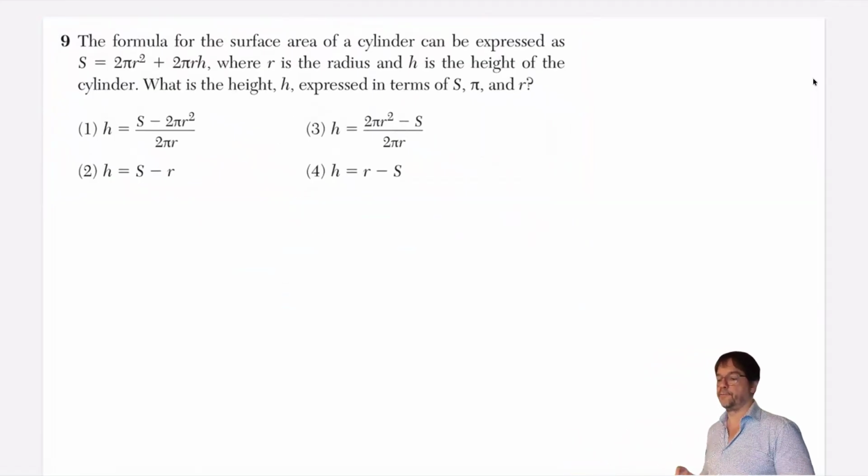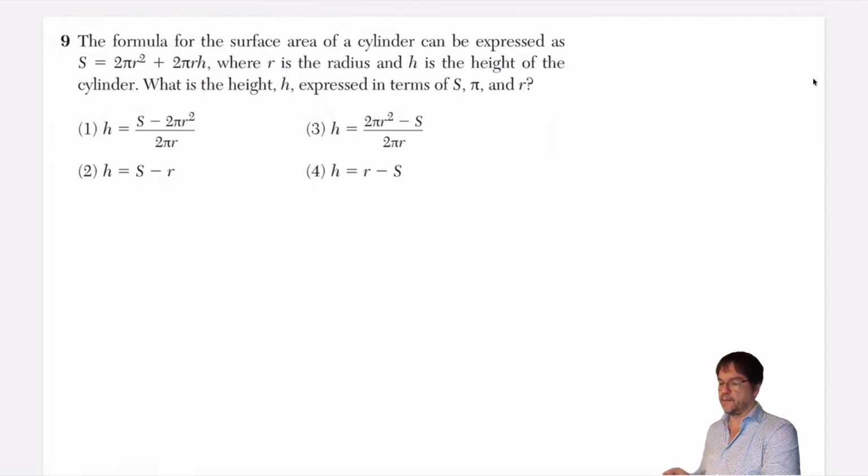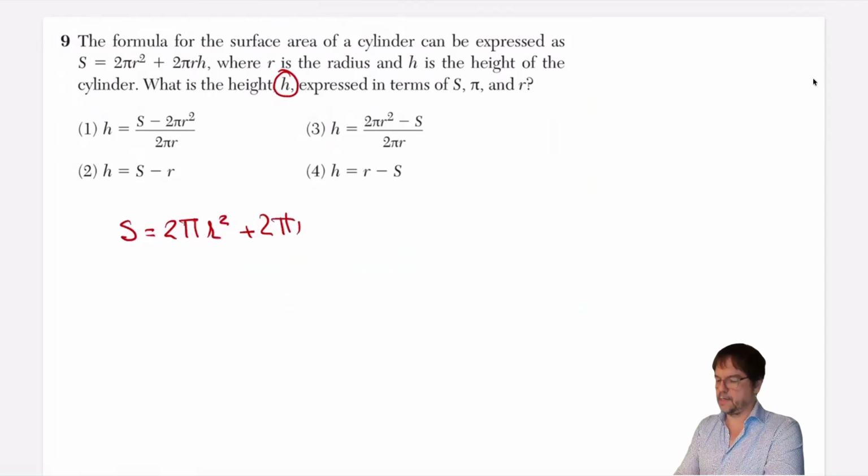The formula for the surface area of a cylinder can be expressed as S is equal to 2πr squared plus 2πrh, where r is the radius and h is the height of the cylinder. What is the height h expressed in terms of S, π, and r? Okay, what he wants is for you to isolate h. S is equal to 2πr squared, it's better you look at the screen, plus 2πrh.